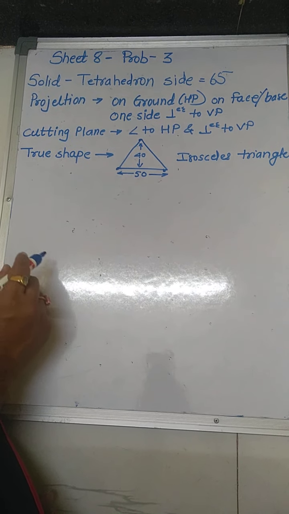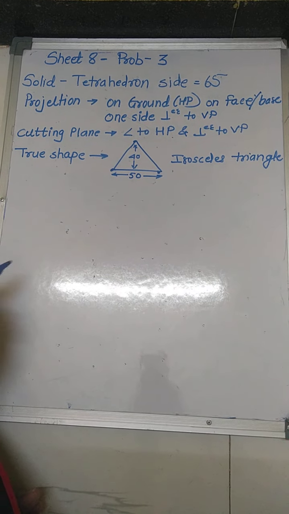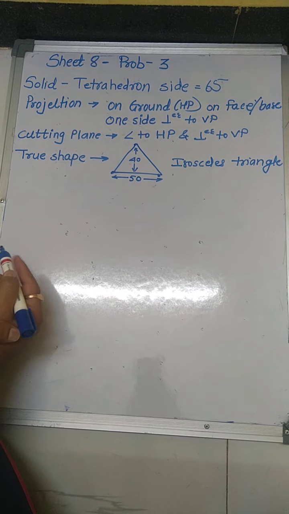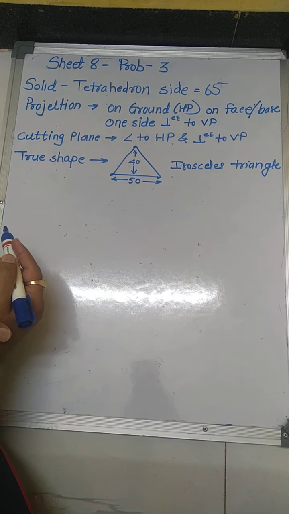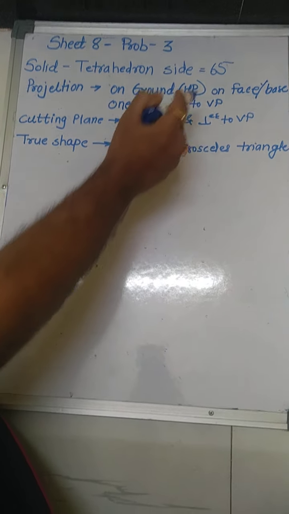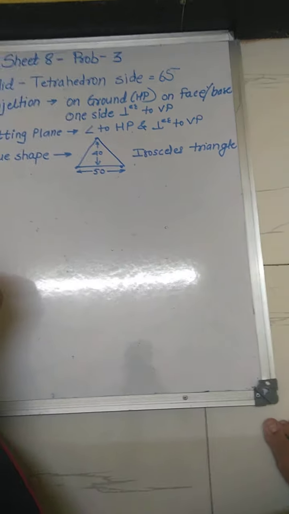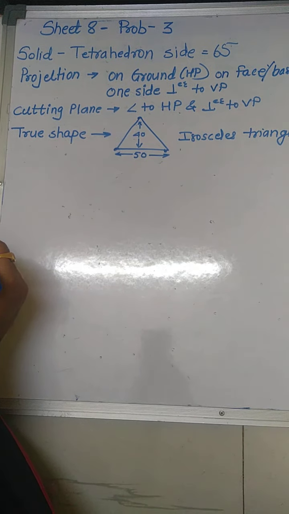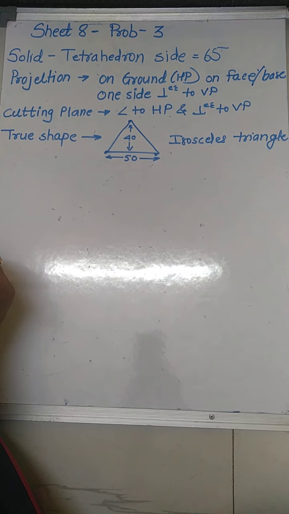So good morning students. Today's problem is from sheet number 8, problem number 3. In this problem the solid is a tetrahedron of side 65 mm, and its projection is also given.